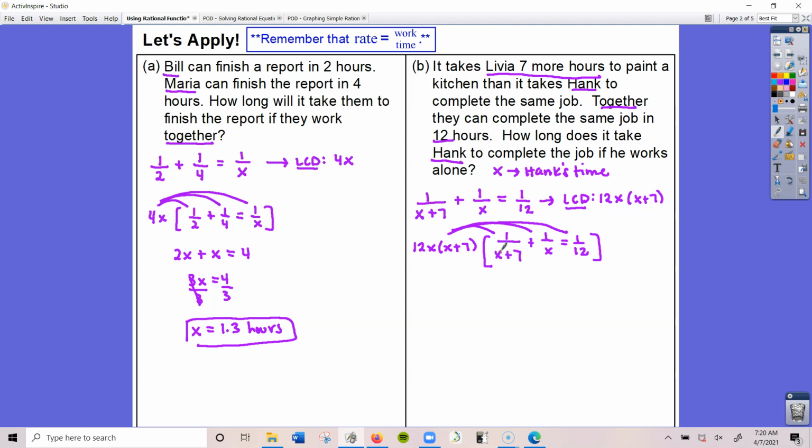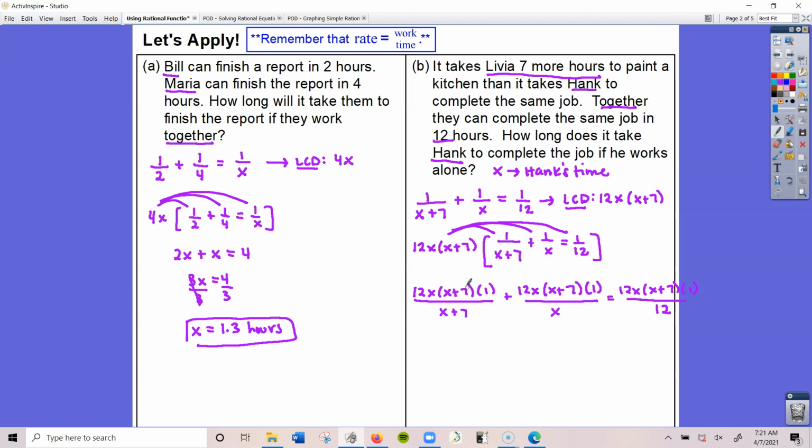Now just in case you have a hard time seeing what would cancel, I'm just going to do this the long way where I'm going to distribute everything, write everything out, and then cancel. So 12x times x plus 7 times 1 over x plus 7, plus 12x times x plus 7 times 1 over x, is going to equal 12x times x plus 7 times 1 over 12.